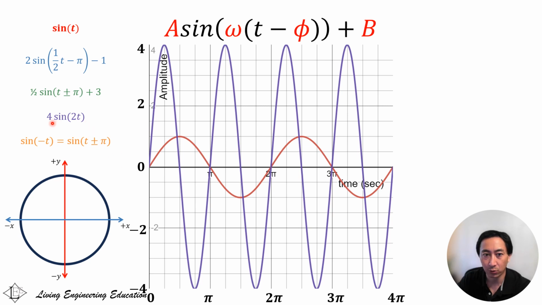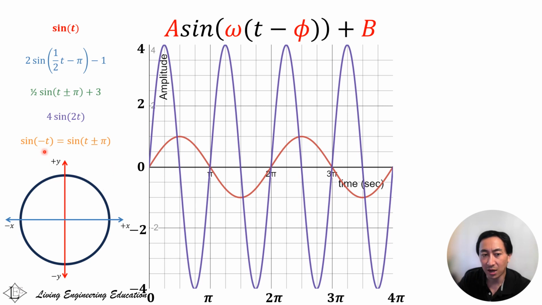Our amplitude is increased to 4, which we show here. Baseline does not change. So the baseline is still at 0. There is no phase shift, no phi term, and our frequency is doubled, right? So omega is equal to 2, and we can see that because our period is equal to pi, right? So our period is cut in half.